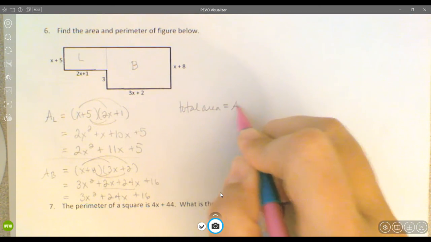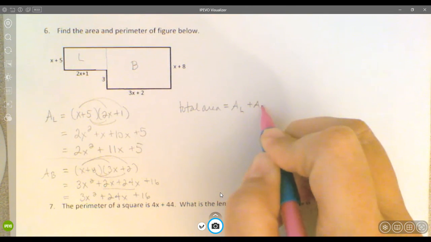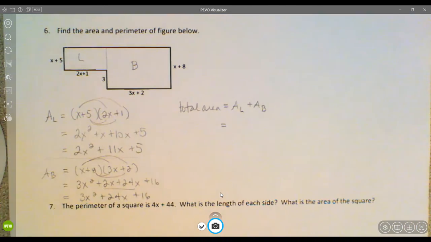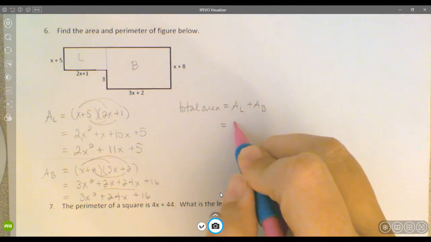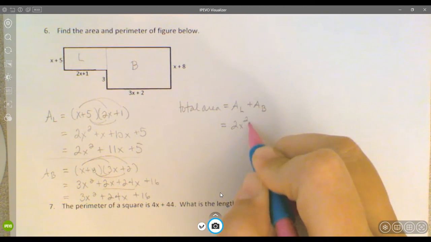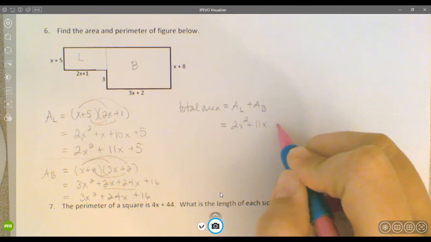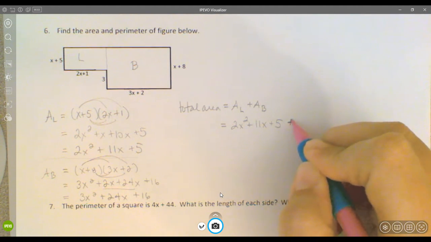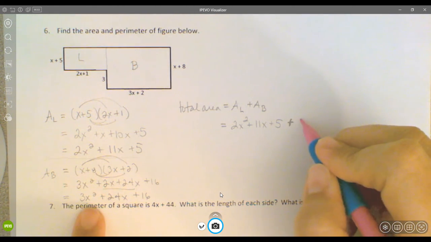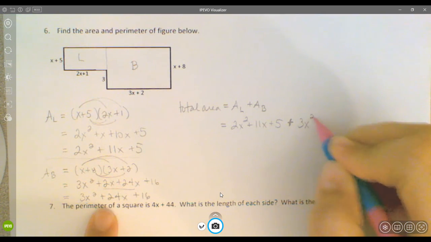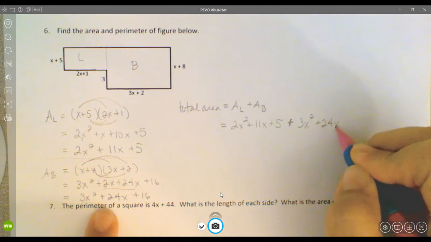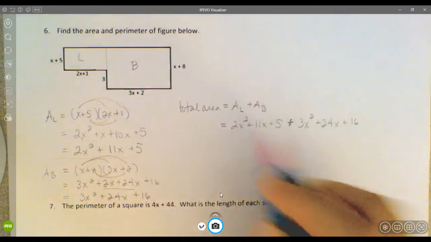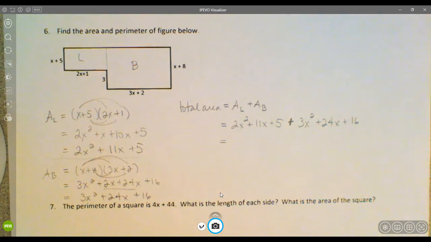The total area will be the area of the little rectangle plus the area of the big rectangle. The little rectangle has an area of 2x squared plus x plus 5. Then we're going to add to it the area of the big rectangle, which is 3x squared plus 24x plus 16. Holy addition of polynomials, Batman.